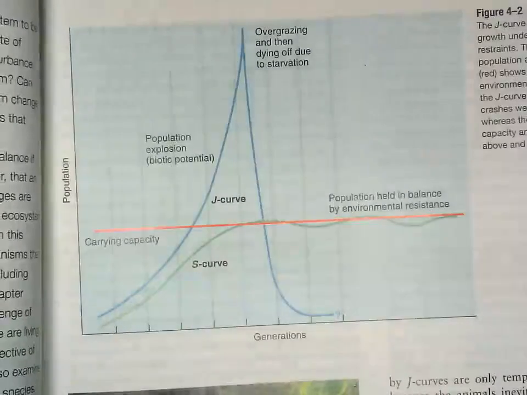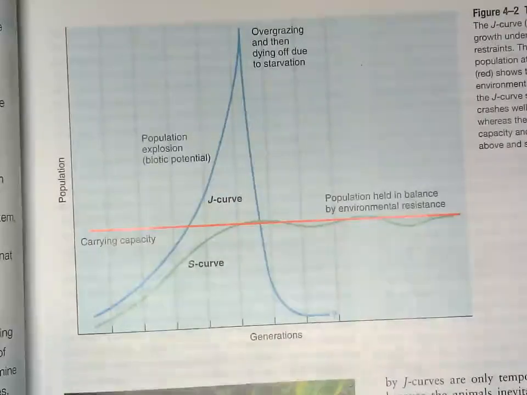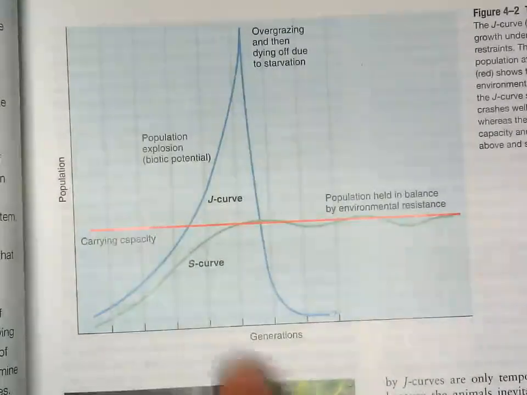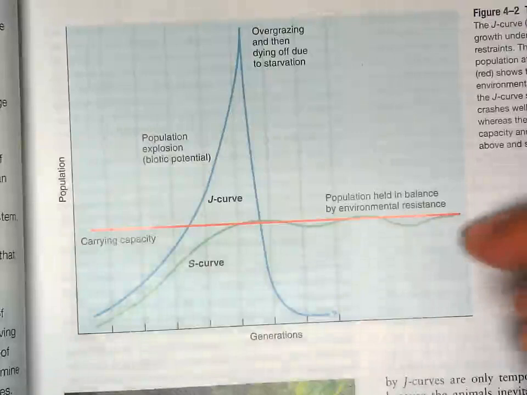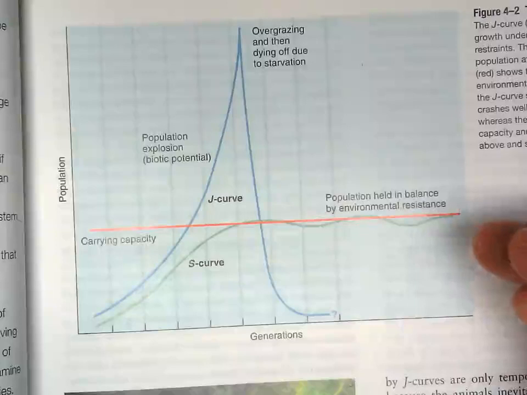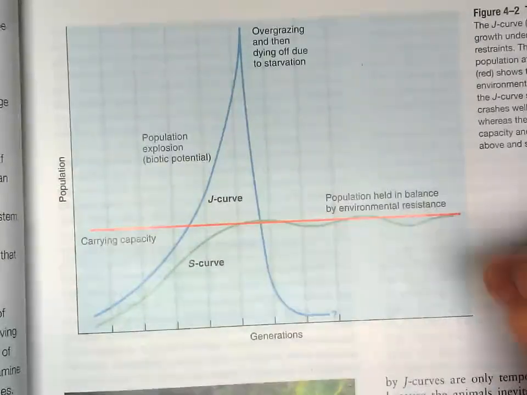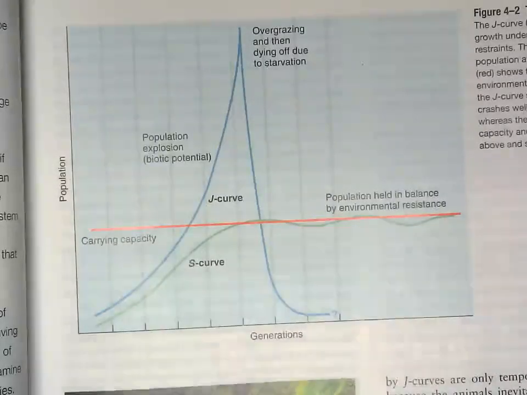Right? Now, what causes an S curve? Well, an S curve is caused by environmental resistance factors, such as predators, things like that, that keep the population from exploding too large. Okay, what are the consequences of the S curve? Well, the consequence of an S curve is a population at equilibrium that is not larger than the habitat can support. And that's the consequence of an S curve. Okay.